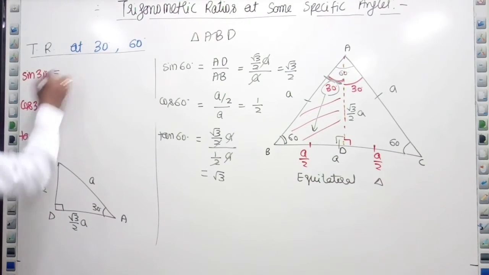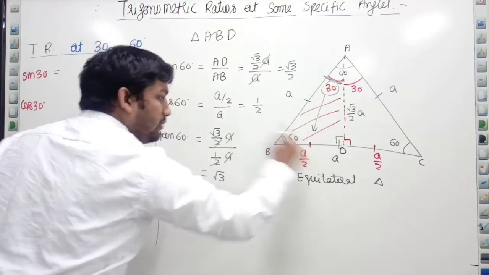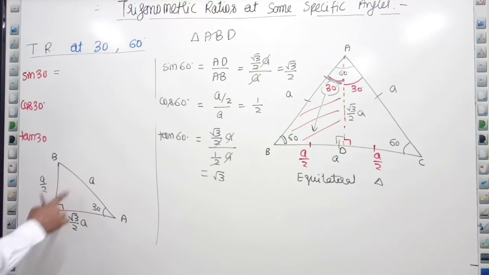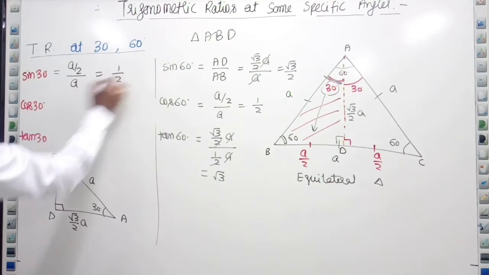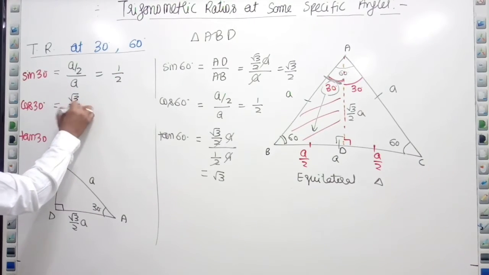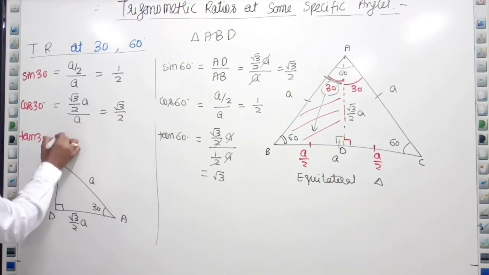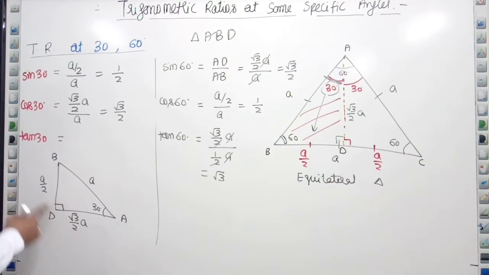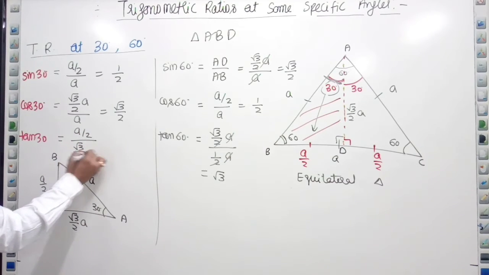Okay, so sin 30 is perpendicular upon hypotenuse. Opposite to the angle is the perpendicular, so perpendicular upon hypotenuse, a/2 upon a, that is 1/2. Cos is base upon hypotenuse, √3/2 a upon a, √3/2. Tan is perpendicular upon base, a/2 upon √3/2 a.